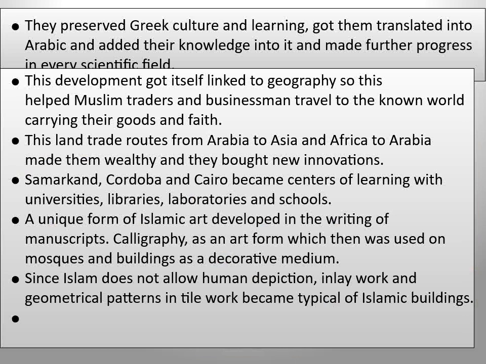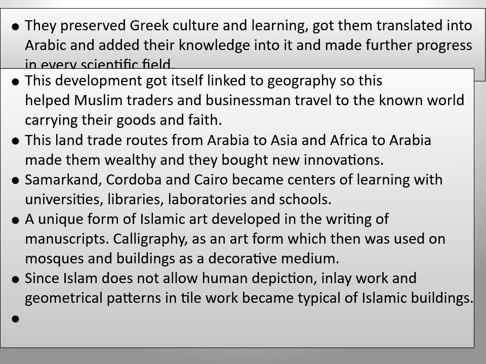They preserved Greek culture and learning, got it translated into Arabic, added their own knowledge to it, and made further progress in every scientific field. This development got linked to geography. With geography they knew the mappings, the lands and the landscapes. This helped Muslim traders and businessmen travel the known world carrying their goods and faith. The land trade routes from Arabia to Asia and Africa made them wealthy, and they brought new innovations from all around along with culture.